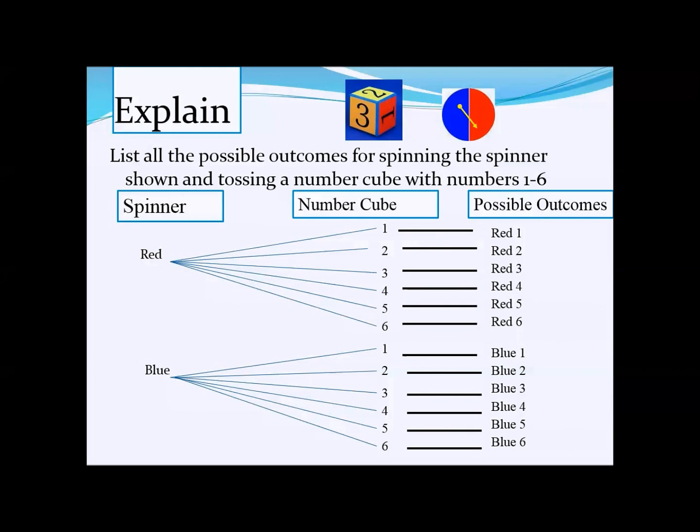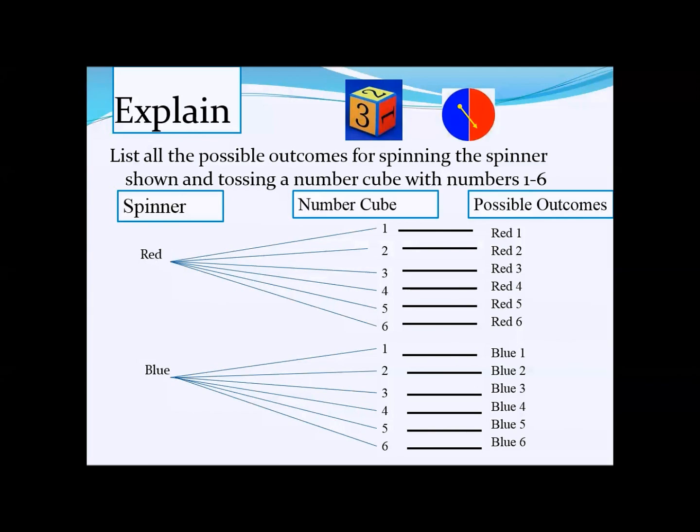Now, we're going to get a little bit deeper into listing outcomes. It says here to list all the possible outcomes for spinning the spinner shown, which has red or blue, and tossing a number cube with the numbers 1 through 6. So if I spin the spinner, the possibilities would either be red or blue. The number cube would be 1 through 6. So we have it listed here for you.